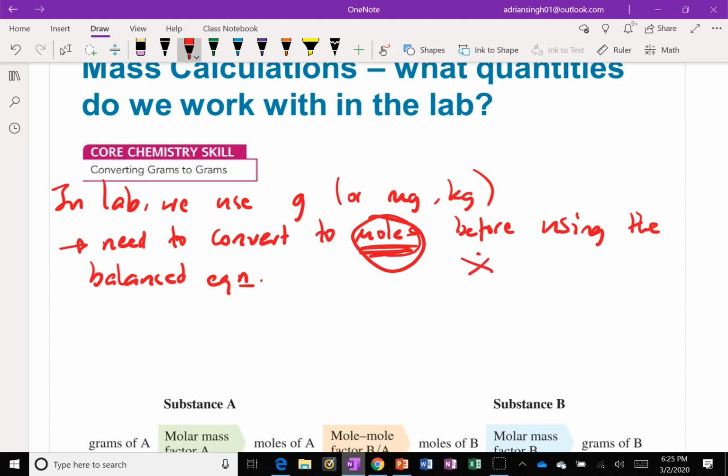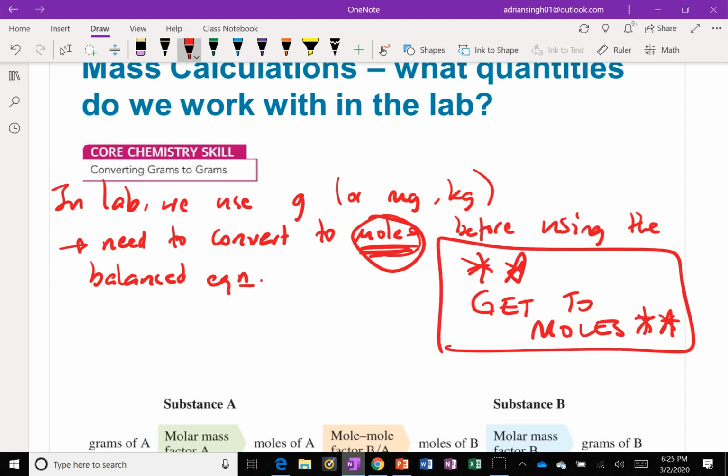Okay, and I'm going to put this here, starred. I'm going to say get to moles. Okay, that's a theme, something you should always keep in mind, not just when it comes to stoichiometry, but as we'll see when we start talking about gases in chapter 8.